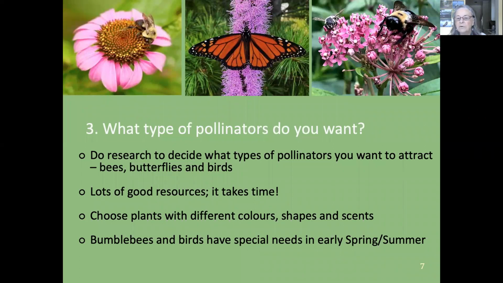Choose plants with different colors, shapes, and scents. Why? Because they will attract a wide array of pollinators. And lastly, bumblebees and birds have specific needs in early spring and summer. And Lorraine talked about this last night in her talk. So we need to plant shrubs and plants and trees that blossom early in the spring and summer.